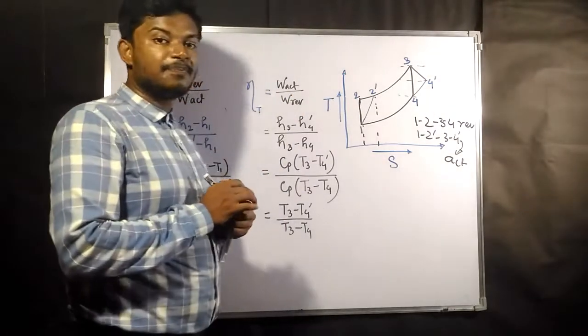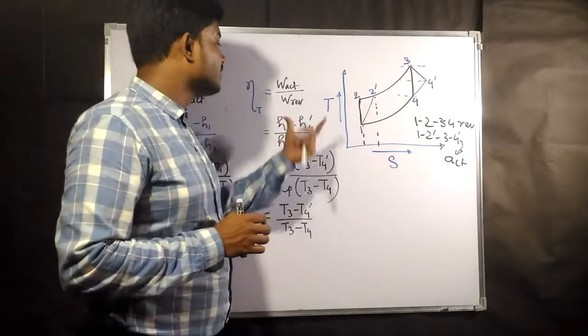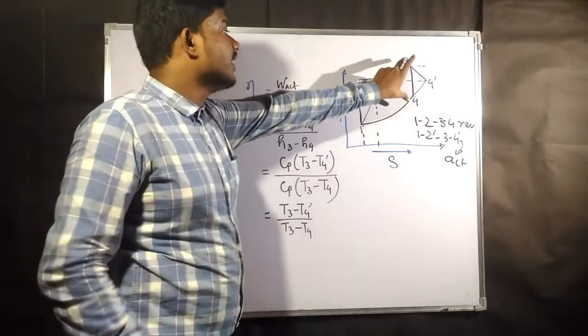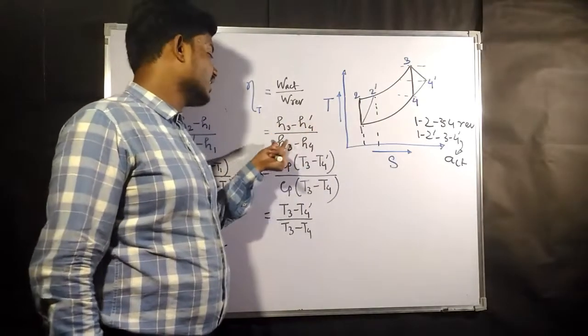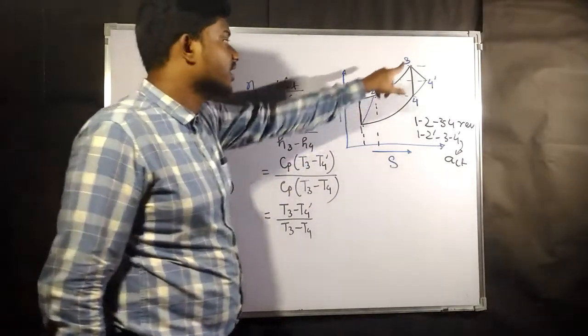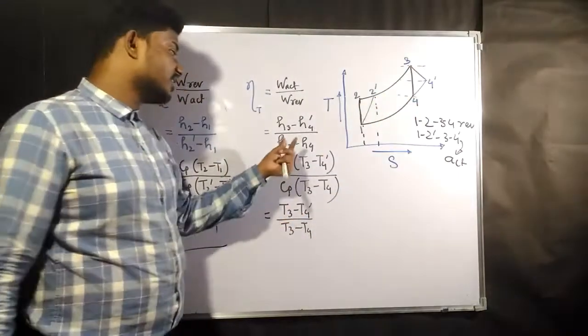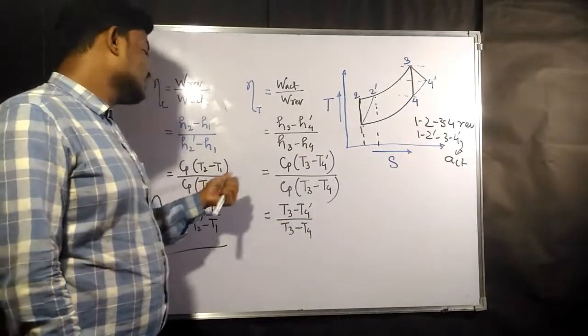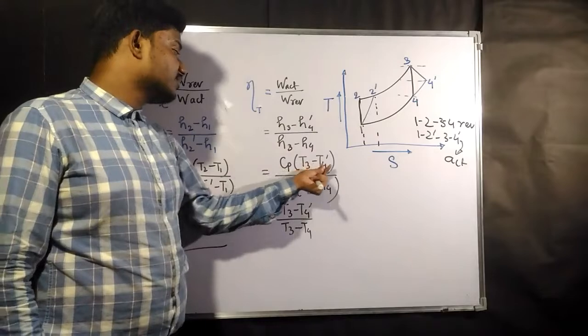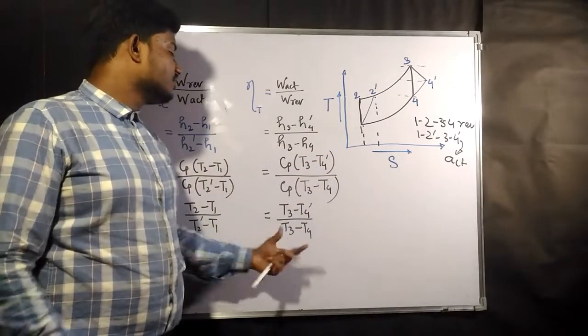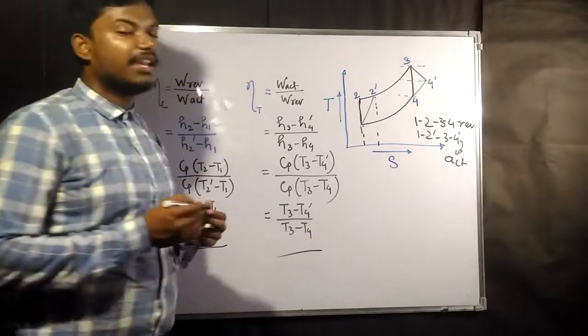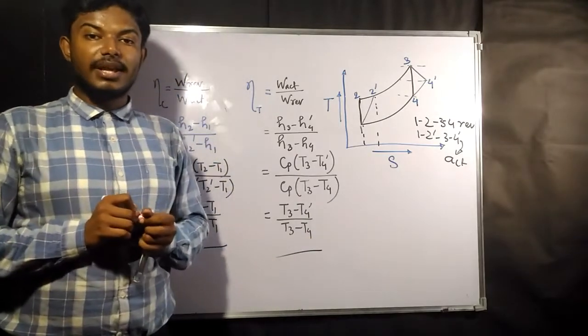Coming to the turbine, the isentropic efficiency is a similar thing. Actual is 3 to 4 dash, so H3 minus H4 dash, and H3 minus H4 is the reversible part. Again taking Cp common, we get T3 minus T4 dash over T3 minus T4. The ratio of this gives you the isentropic efficiency of the turbine.